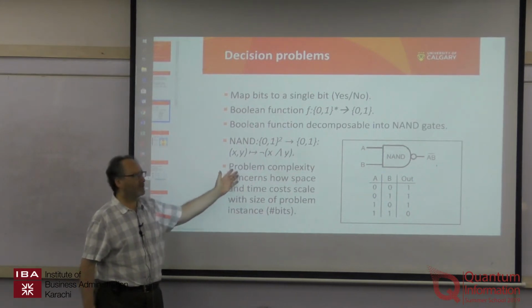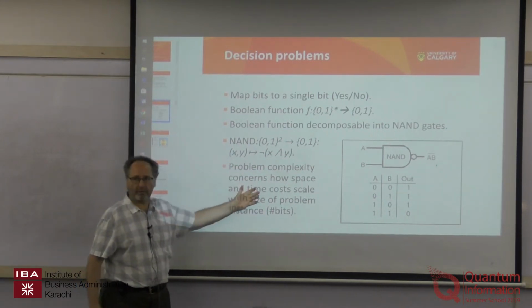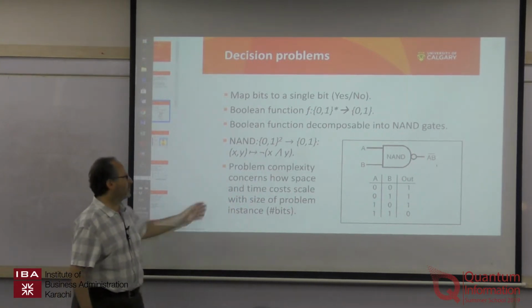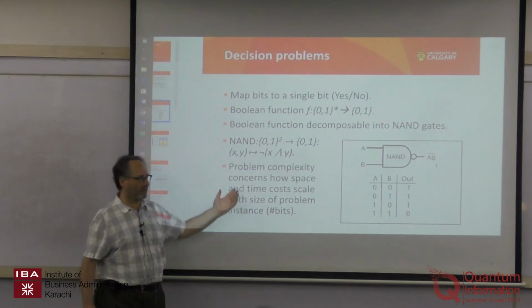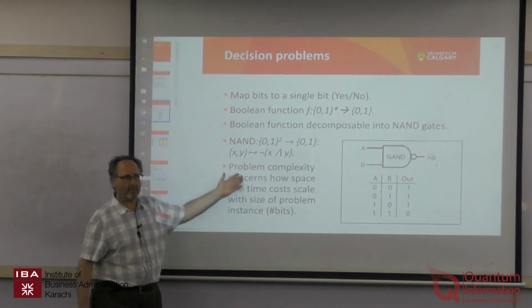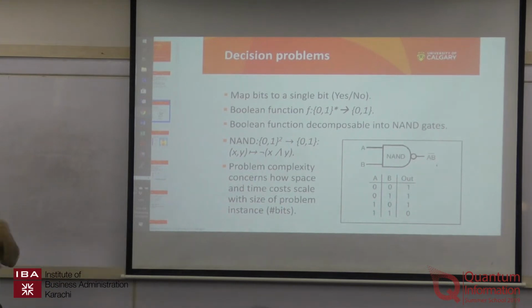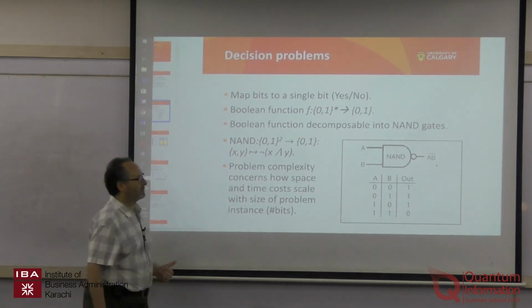Okay, so the number of gates will go almost exponentially with the size of the problem, and then with Shor's algorithm, it will grow polynomially. So we need to understand the concept of complexity to understand what the advantage is for the quantum computer.